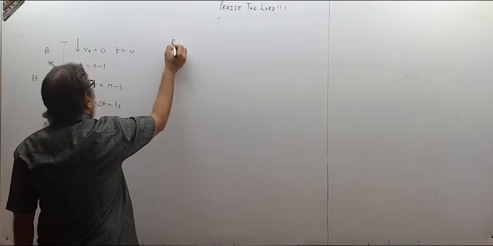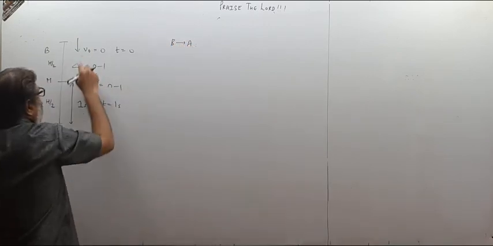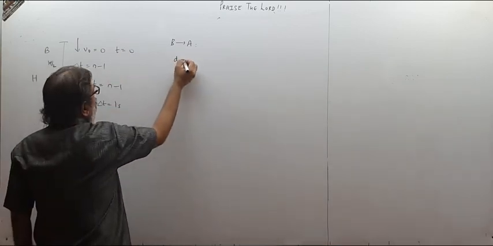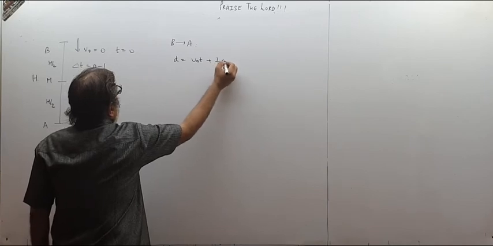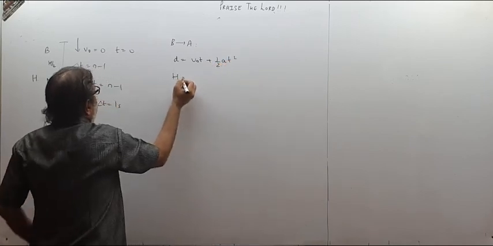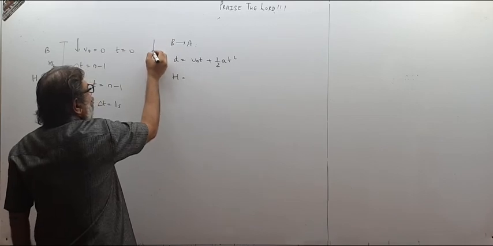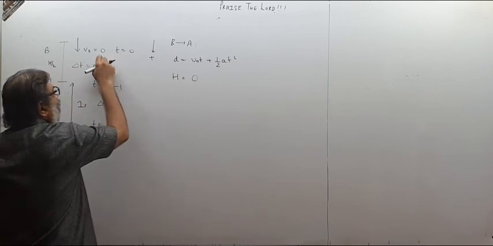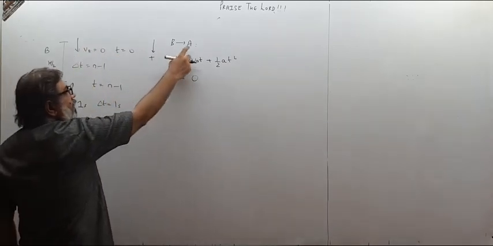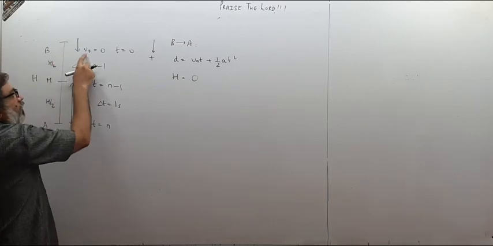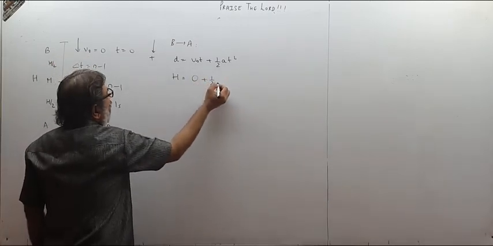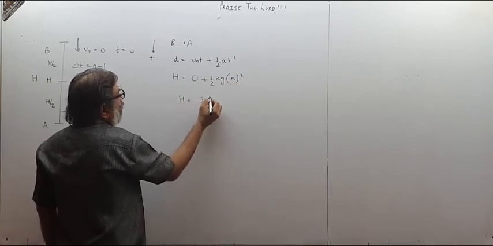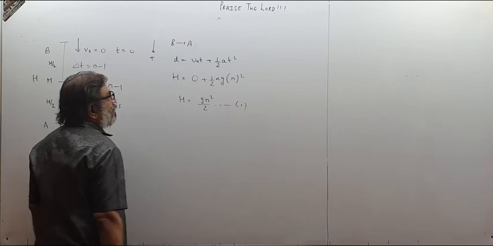So we go from B to A, from top to bottom. Total time taken how much? N seconds, from 0 to n. S equal to v0 t plus half a t square. Displacement is h total. We take downward as positive. So displacement downward plus h is equal to initial velocity 0. From B to A we are calculating, so the starting point is B, and there the velocity is 0. Plus half g, and how much time is taken? N square. So h is equal to g n square upon 2, that is equation number 1.